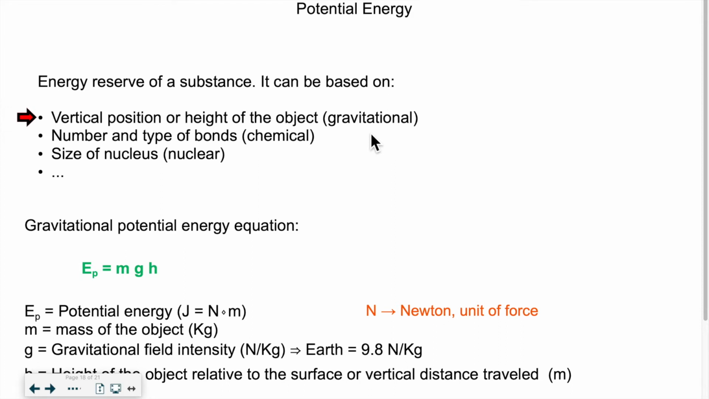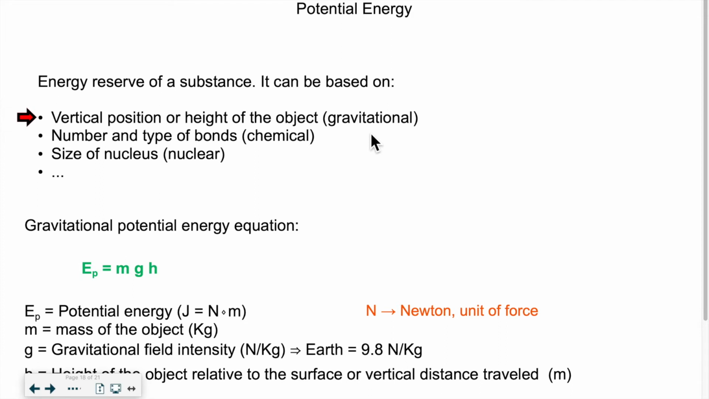Another way to store energy is through bonds in a substance. So the more bonds a chemical substance has, the more energy is stored in those bonds. And if those bonds are single, double, triple, they will store a different amount of energy as well.